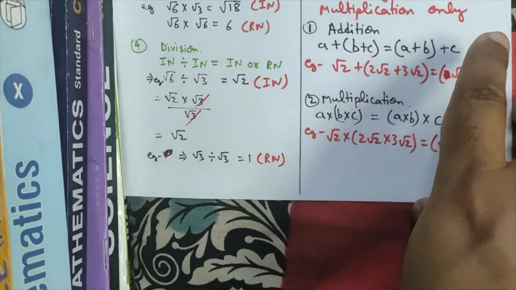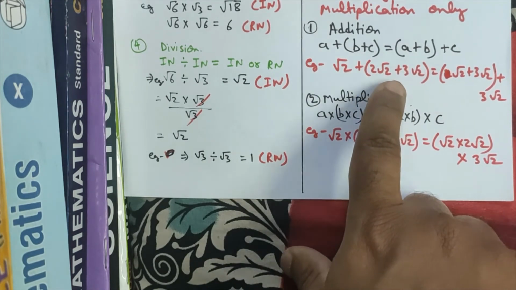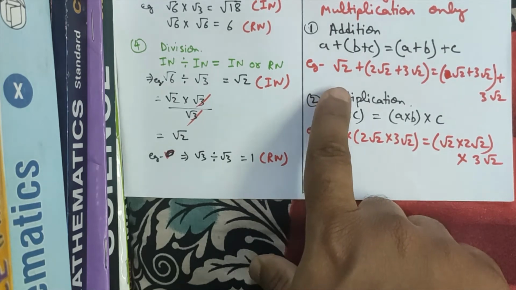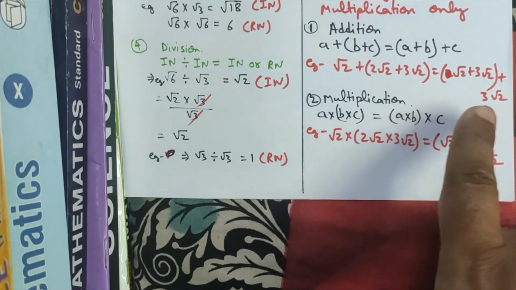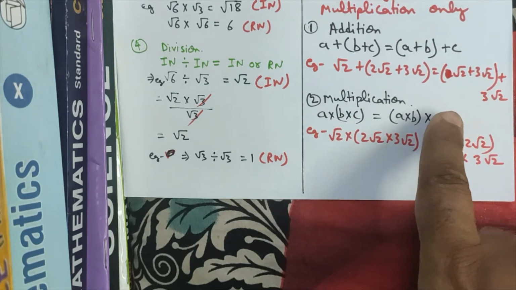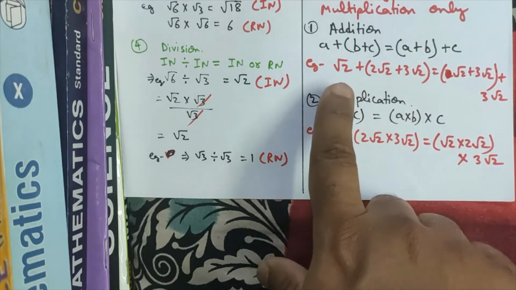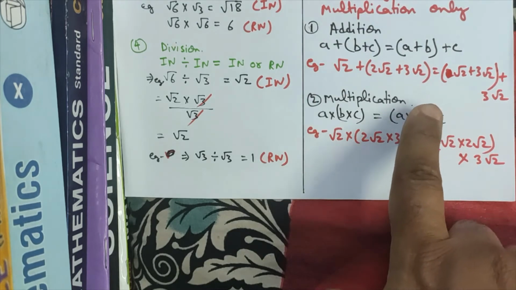Now the associative property is also followed by addition and multiplication only. Like for the first example, when we add 2 root 2 plus 3 root 2, we get 5 root 2. When it is added to root 2, it will be 6 root 2. And root 2 added to 3 root 2 will be 4 root 2. And 2 root 2 plus 3 root 2 will be 5 root 2. 5 root 2 plus root 2 will be 6 root 2.